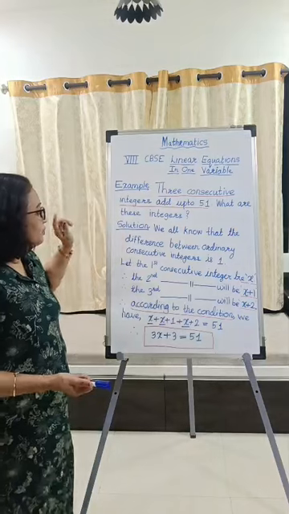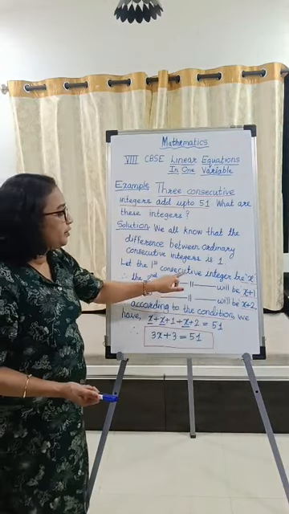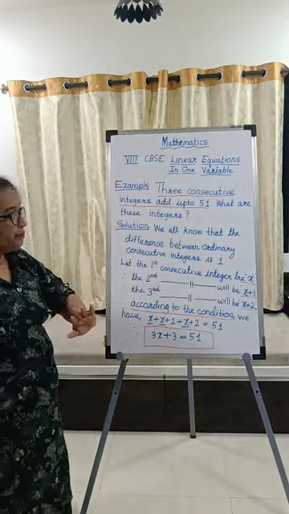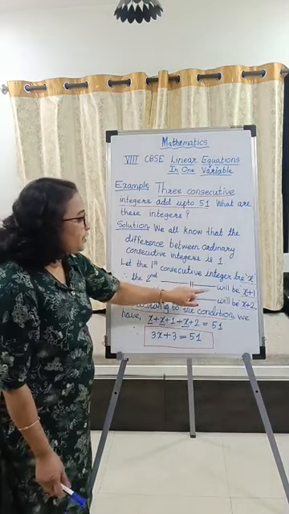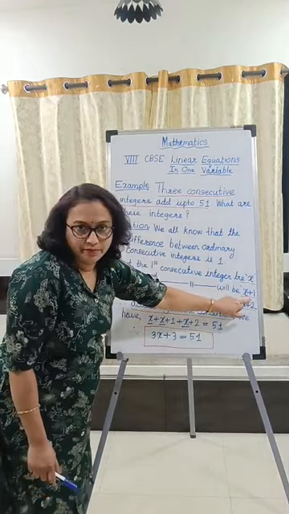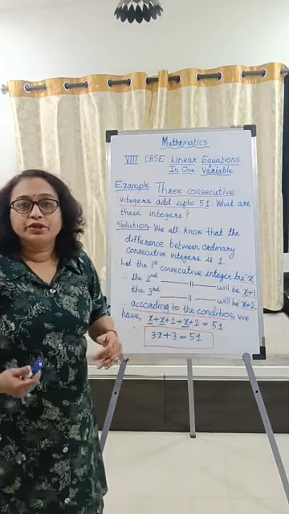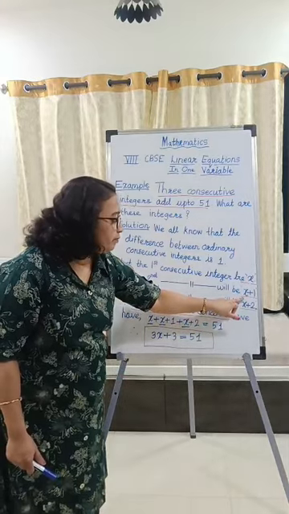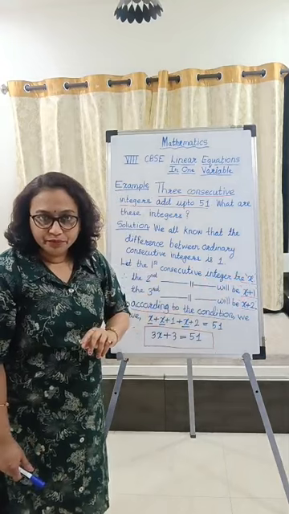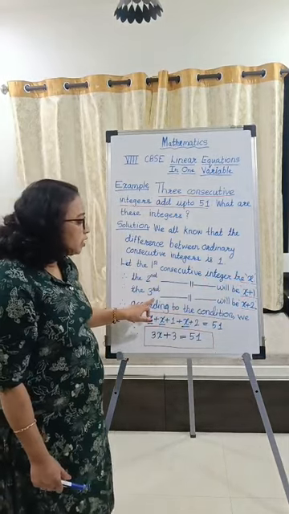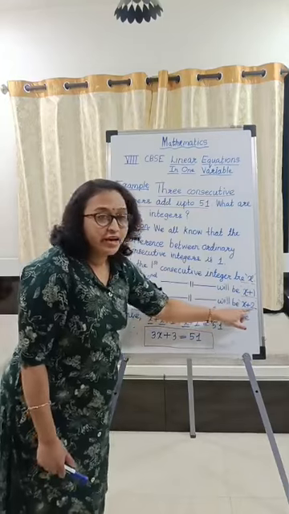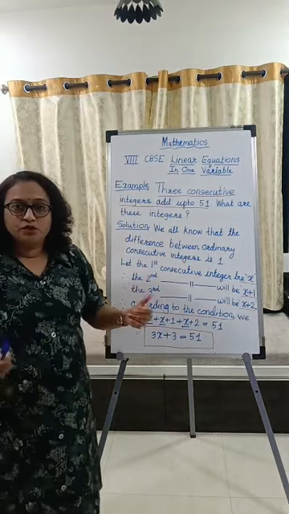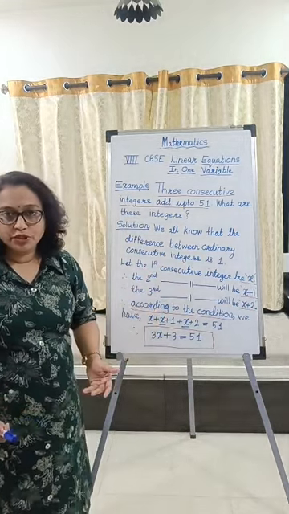Okay. So, now let the first consecutive integer be x. As usual. Therefore, the second consecutive integer will be x plus 1, because the difference between any two consecutive integers is 1. The second consecutive integer will be greater than this x by 1. Therefore, automatically the third consecutive integer will be x plus 2. So we have three consecutive integers in terms of x as x, x plus 1, x plus 2.